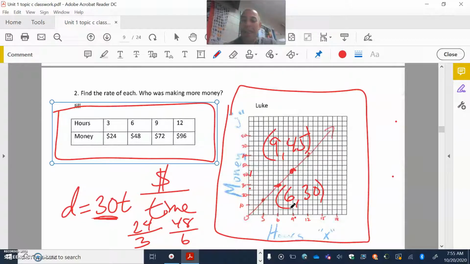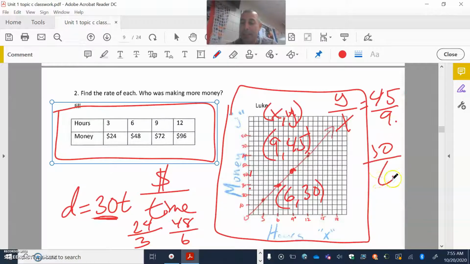So when we find the rate, it's always the y coordinate divided by the x coordinate. And the y coordinate is always the second coordinate that's there. So that's why we would do the 45 and we would divide it by the 9. That's why we would take the 30 and divide it by the 6. We'll take a look at this. 30 divided by 6, 5. 45 divided by 9, yeah, 5.